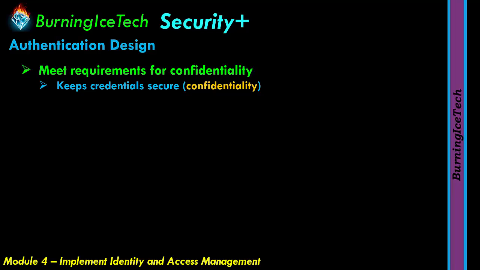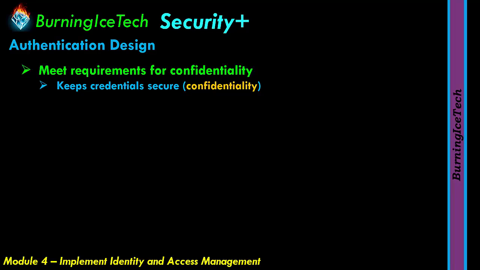So that's authentication, folks. Now, within this topic of authentication design, there's certain things we need to meet. We need to meet the requirements for confidentiality. And with that, we've got three categories. That would have been the CIA triad, which we have spoken about in this course before. So we need to keep credentials secure. That is confidentiality. So if you guys know your CIA triad, you would know confidentiality is to make sure something is for certain people's eyes only.